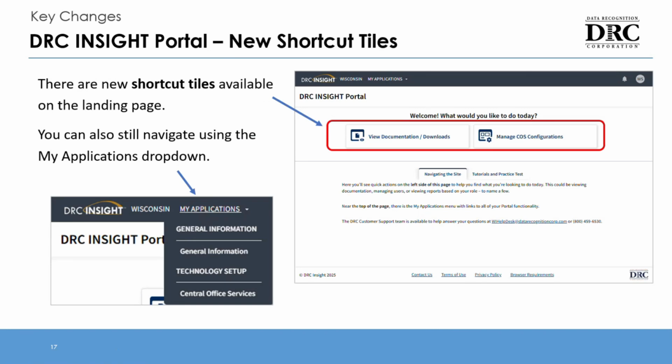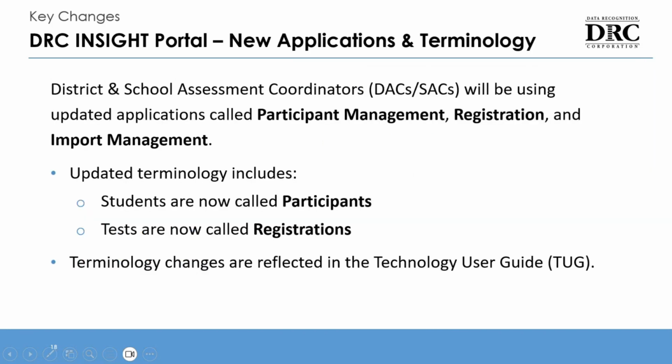There are also a few changes related to the DRC Insight portal, the administrative portal. When you log into the DRC Insight portal, you'll see the landing page looks a little bit different. There are some new shortcut tiles available that you can use to navigate to some of the key areas of the portal. They do take you to the same location as the My Applications drop-down, so you can use either option, but using these shortcut tiles on the landing page will save you one click and it will get you to the same place.